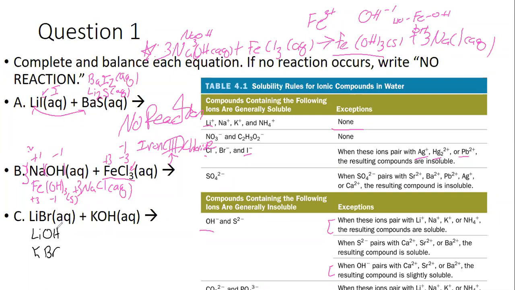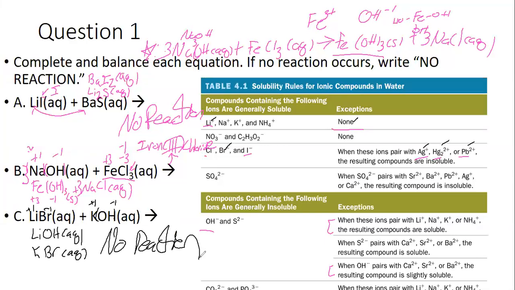And those are balanced electronically. That is, they're neutral compounds. Bromine's -1, lithium's +1, hydroxide is -1, potassium's +1. So we don't have to do anything with subscripts here. Lithium hydroxide. Lithium, it's soluble with everything, so that's aqueous. Potassium bromide. Bromide is soluble except with silver, mercury, and lead. Potassium's not one of those. Aqueous, no reaction. I did not form a solid, therefore, no reaction actually happened.